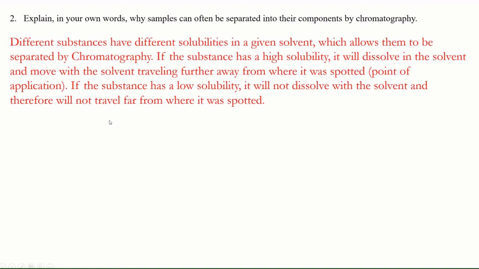Question number 2. Explain in your own words why samples can often be separated into their components by chromatography. The answer is different substances have different solubilities in a given solvent, which allows them to be separated by chromatography. This is what we discussed in question number 1. Some substances are more soluble than others in the solvent that is used to run the chromatography.